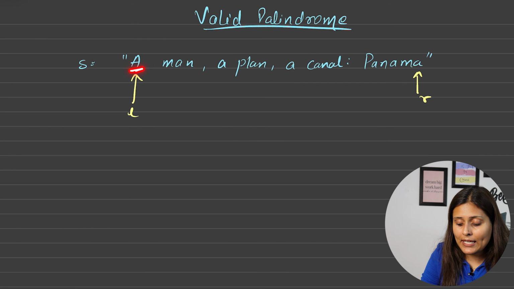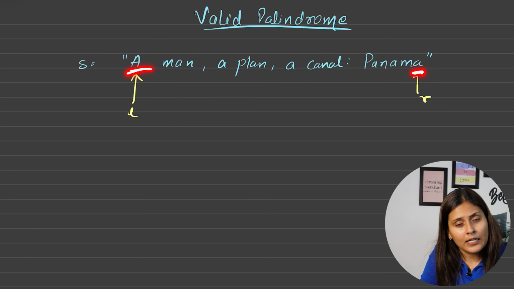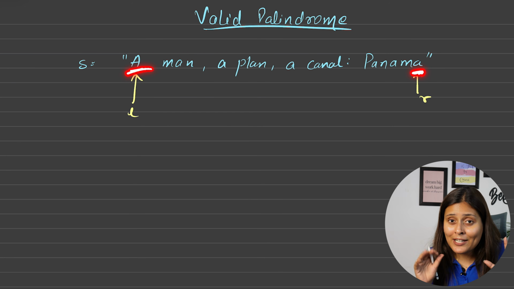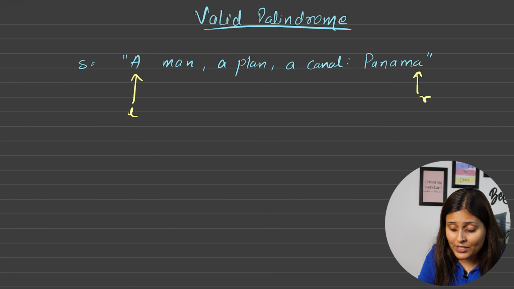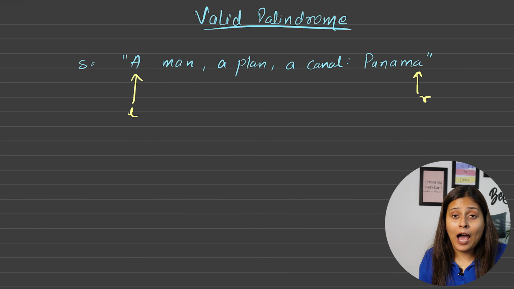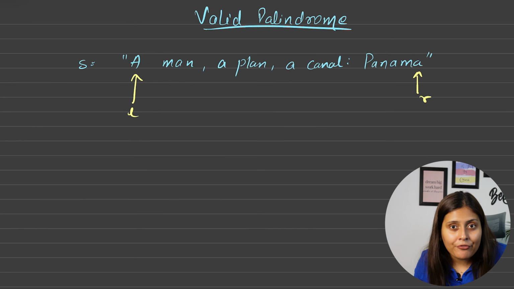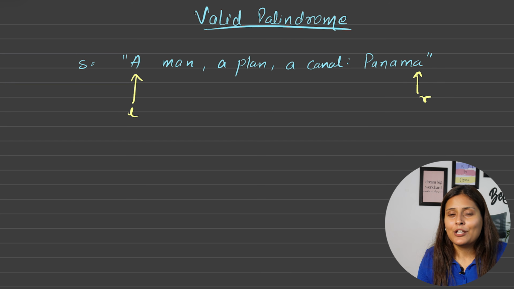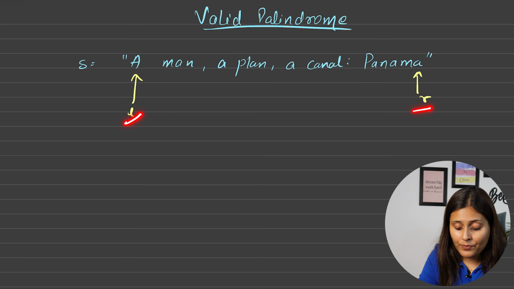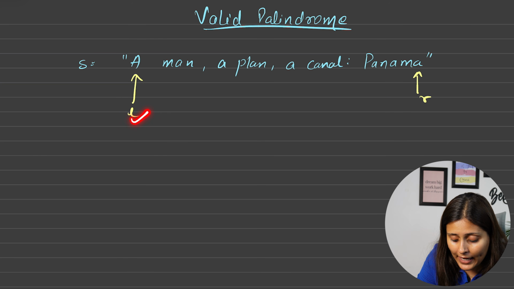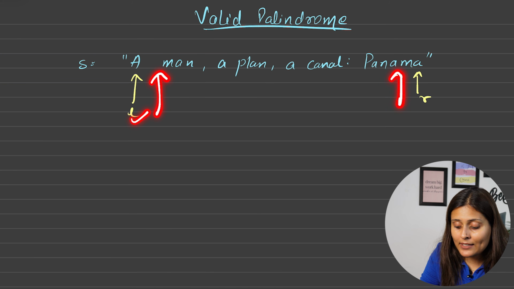Now we will check if these both indicate the same character. If they are indicating the same, does that mean it is a palindrome? No, it is not. Why? Because a palindrome string means this definition of matching L and R pointer should be true for every pointer and not exactly one. So hence, even if they match now, we have to move our left pointer ahead and right pointer behind and then again check that.